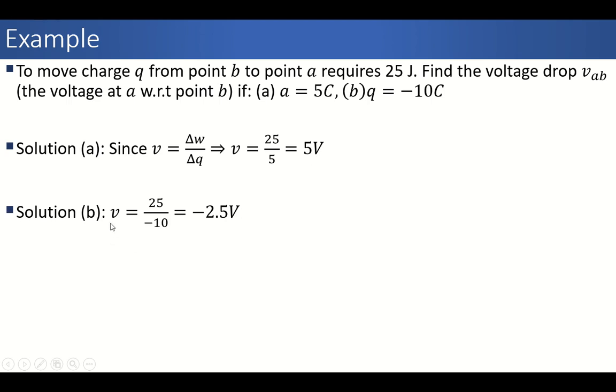For part B of the problem, Q is equal to minus 10 coulombs. So in this case, V is equal to delta W, which is still the same, 25, divided by delta Q, which is minus 10. So 25 divided by minus 10 will be minus 2.5 volts. So we can easily find the voltage in each case.